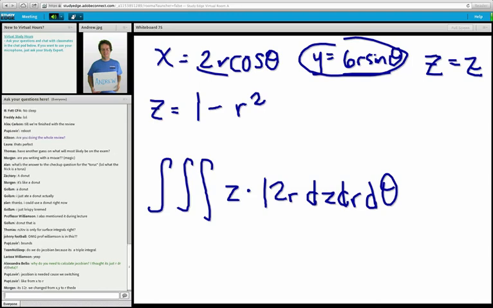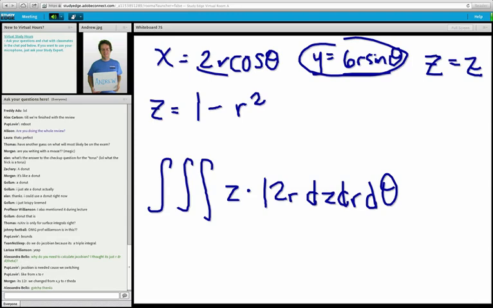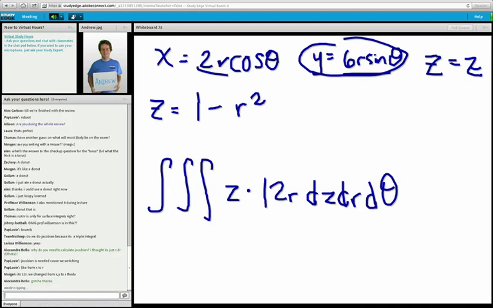Standard polar would be x equals r cosine, y equals r sine, but this is x equals 2r cosine and y equals 6r sine. You have to compute the Jacobian for that. So z times 12r dz dr d theta. If I integrate, oh, now we have to figure out our bounds. That's the next thing. What are our bounds going to be for z?